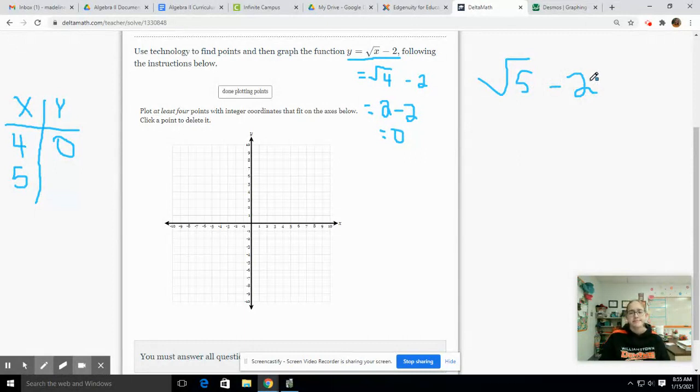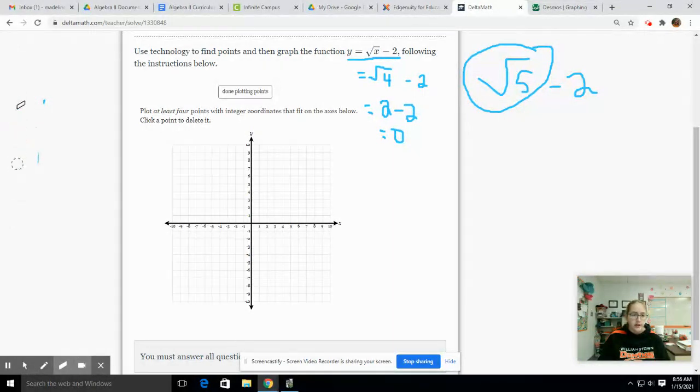But we know that the square root of 5, if I type that in my calculator, is going to give me some wonky decimal because 5 is not a perfect square. So that is not going to give me an integer coordinate. So a lot of this, if you did it this way, is going to be a lot of trial and error as to what you are able to plot in your graph.